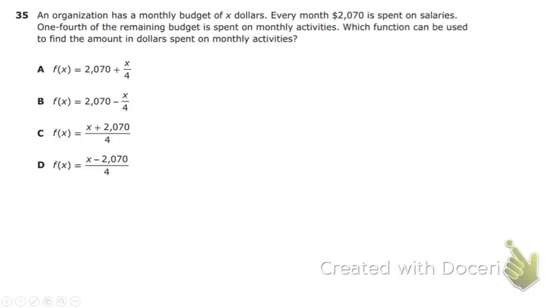Last question. An organization has a monthly budget of X dollars. So X is the total budget. I'll go ahead and highlight that. I think it's important to highlight some things like that. Every month, $2,070 is spent on salaries. 1/4 of what's left is spent on monthly activities. Which function could be used to find the amount of dollars spent on monthly activities?